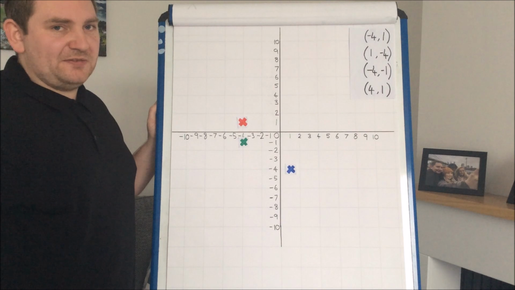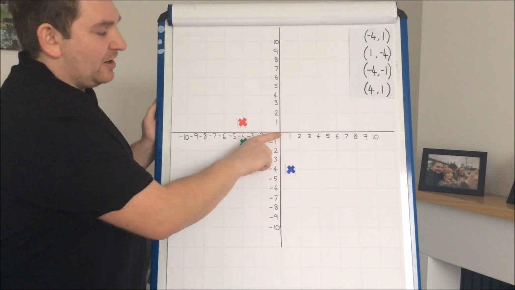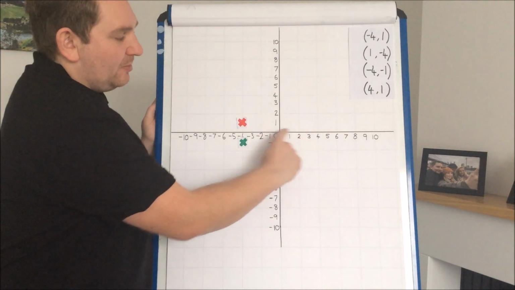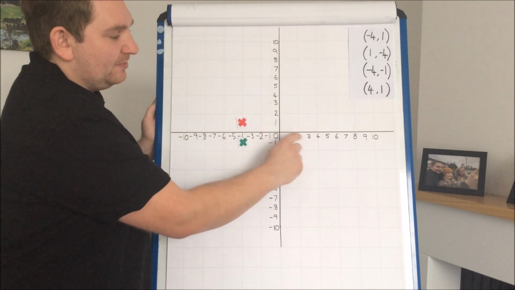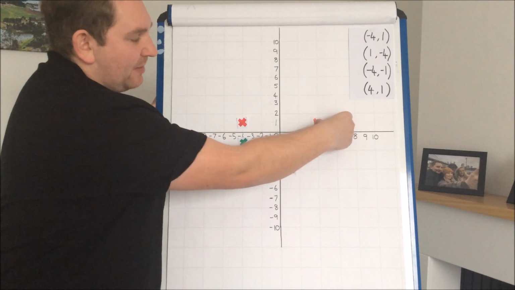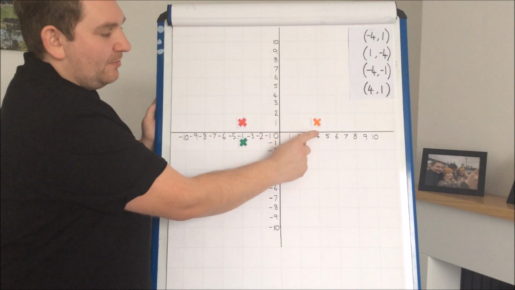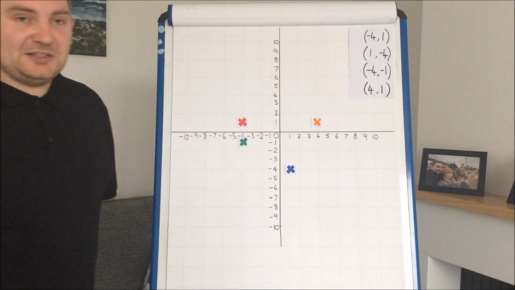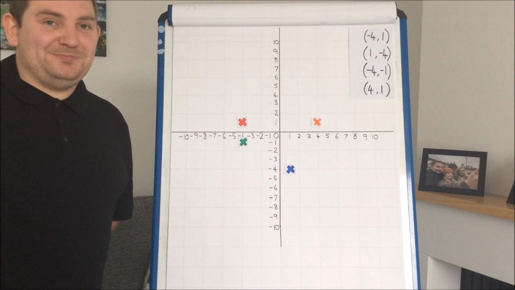Our orange cross, we have 4, 1. They are both positive numbers. So we're going to go along the x-axis to positive 4, and then we're going to go up the y-axis to positive 1, which tells us that the cross should be about there. Positive 4, positive 1. If you've plotted those in the correct places, well done.